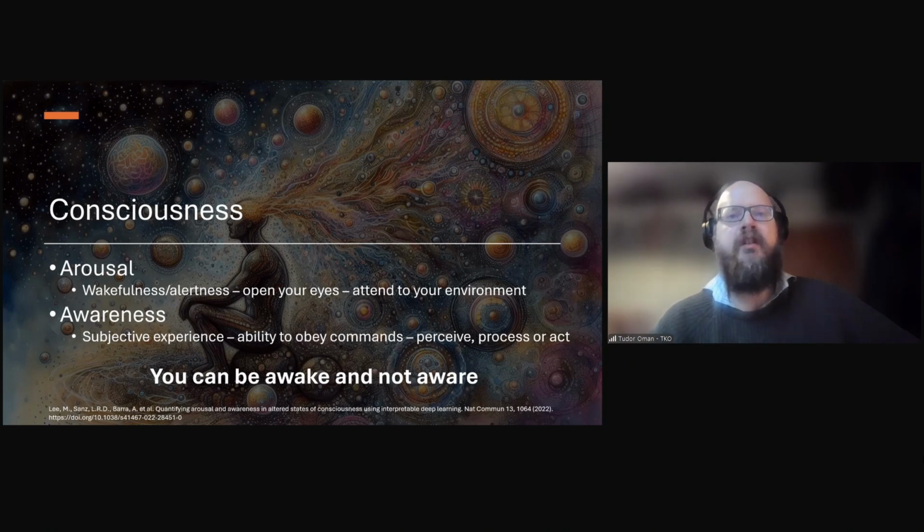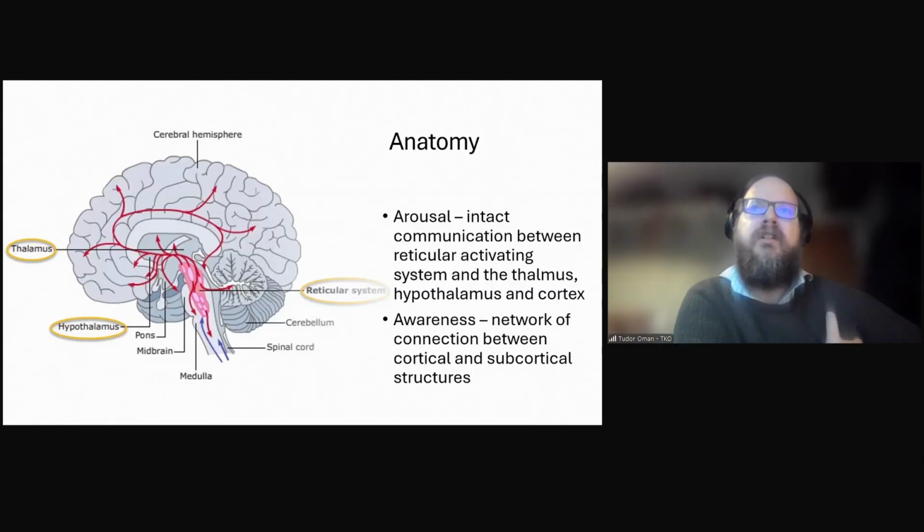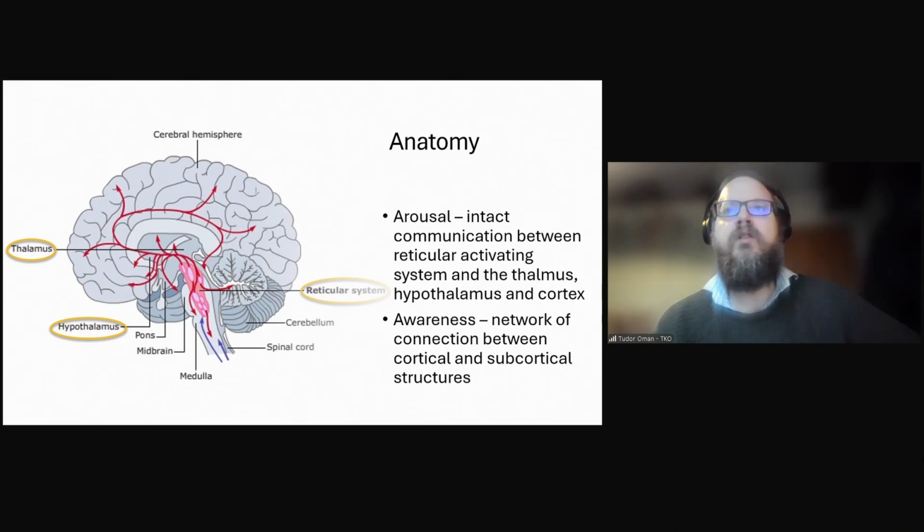You can be awake, so you can have your arousal and not have awareness, and not necessarily the other way around. We have a look at the anatomical structures that are involved. We have arousal being a midbrain or ascending reticular activation system bundle of nerves that interact with mainly the thalamus and hypothalamus, and then the cortex to some degree as well. Awareness is a more loosely connected bunch of nerve fibers that are in the cortexes and the subcortical structures.